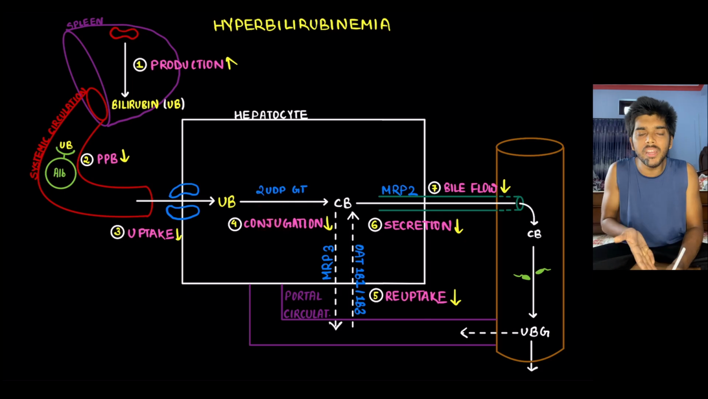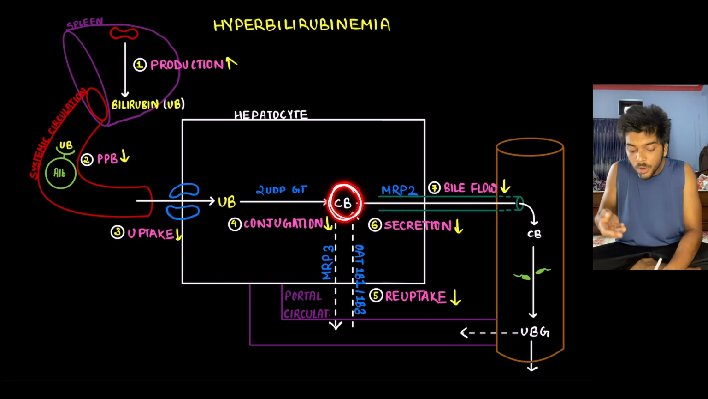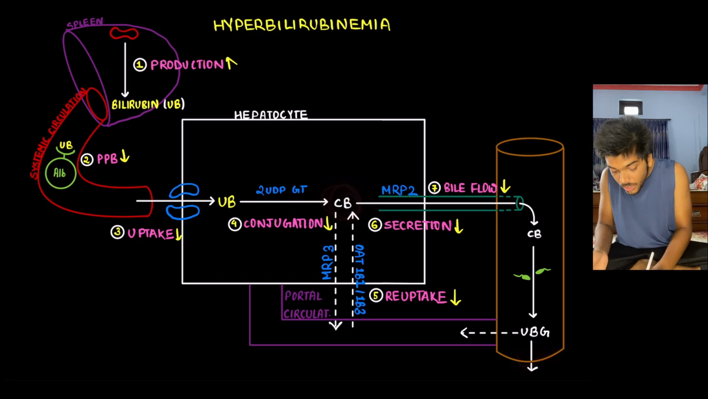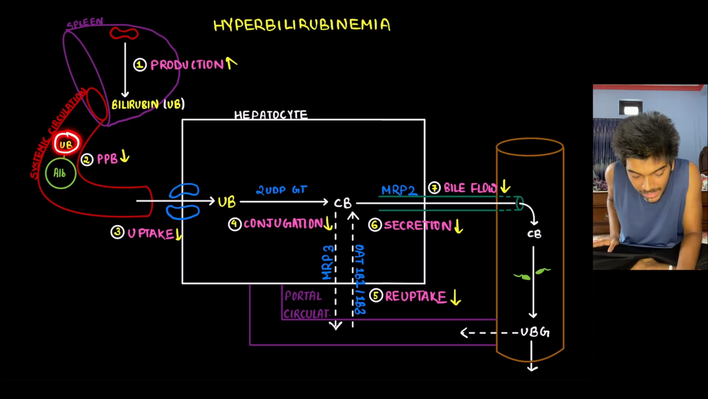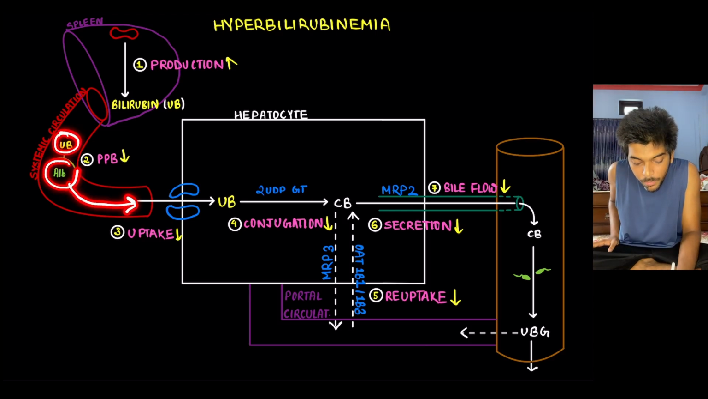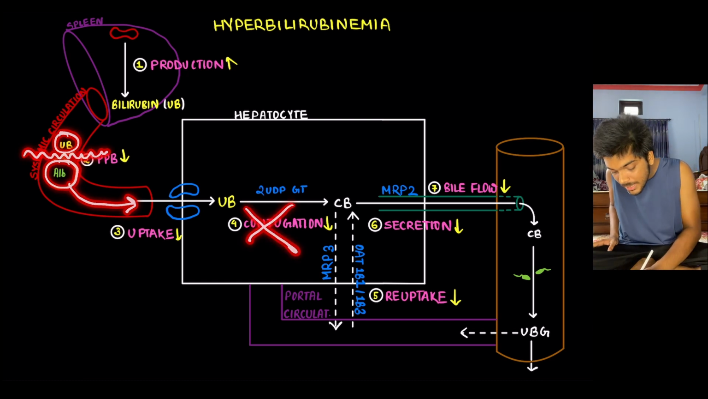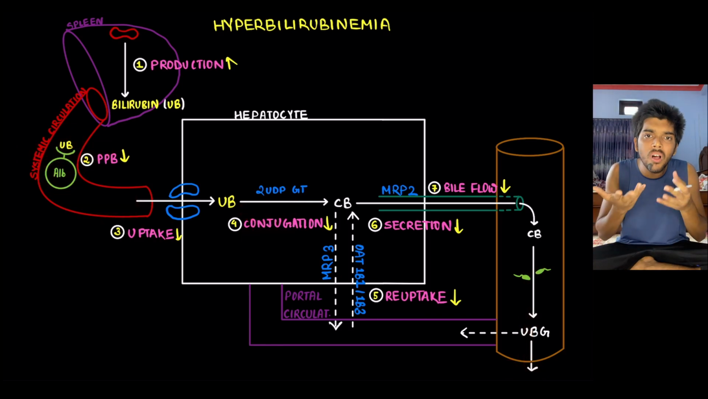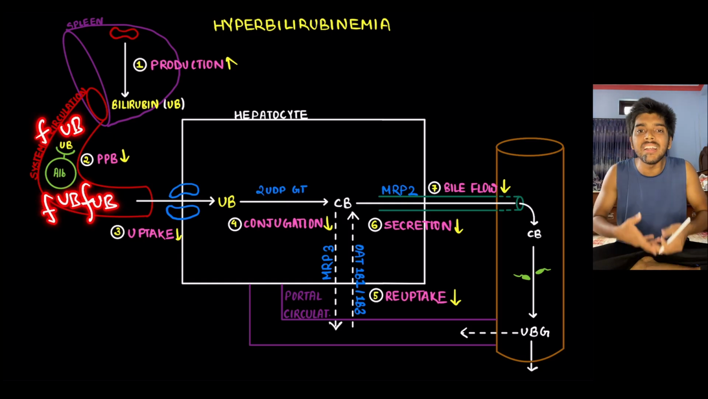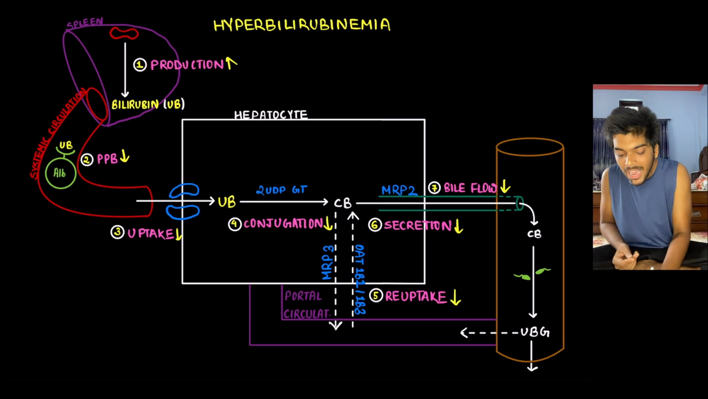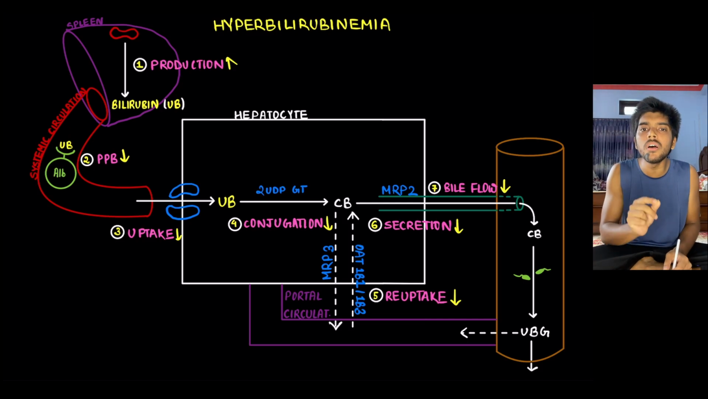Why is conjugation required? I've already taught you, conjugation is required to get conjugated bilirubin. Why? To excrete it out of the body. So if UB is not transported by the albumin, since there is no plasma protein binding, conjugation will not take place and subsequently excretion will also not take place. Free unconjugated bilirubin will get accumulated in the blood, also leading to unconjugated hyperbilirubinemia.